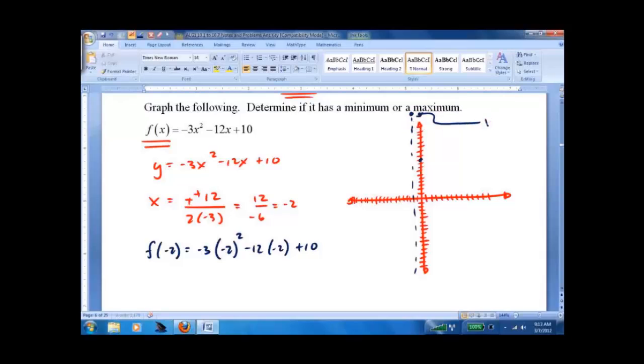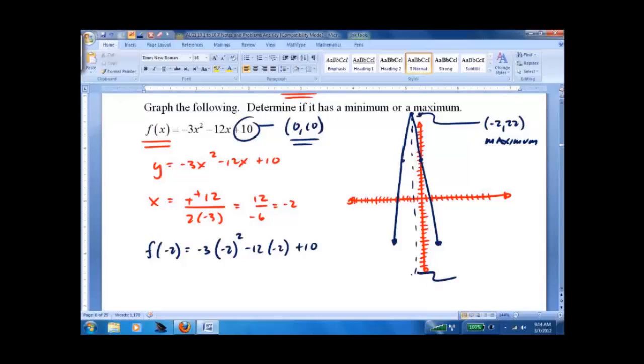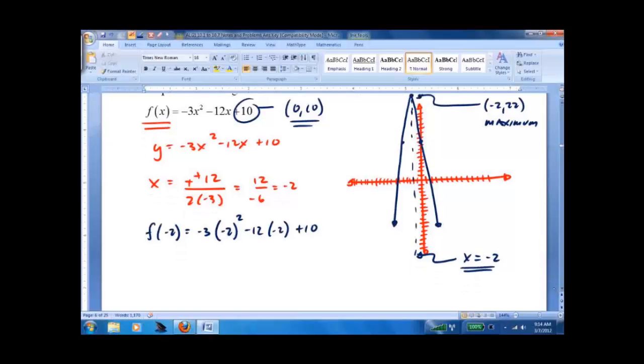So this point is -2, 22. This is the y-intercept. Go over 2 this way, make it symmetrical, graph it down. It's the maximum. Line of symmetry is at x equals -2. Always label. Label everything. That's it. Messy stuff. Only a few steps. Get good at it. Good luck.